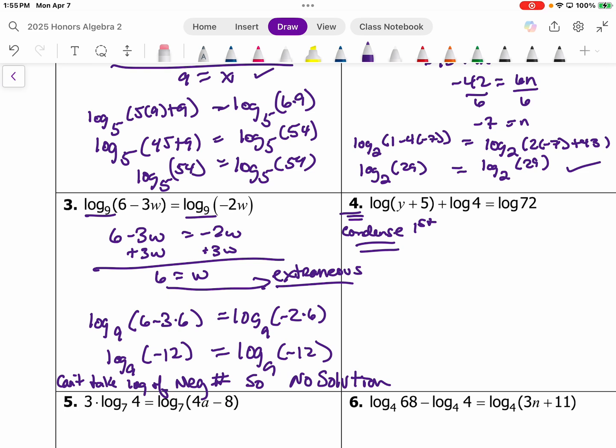So they nicely gave us one of those pretty quickly, which was good. Sometimes they wait forever on these worksheets to do that.